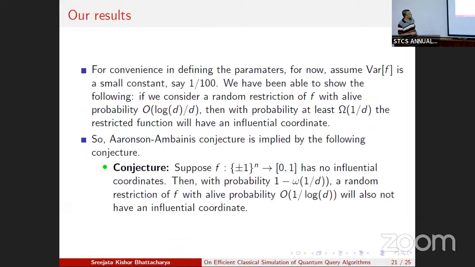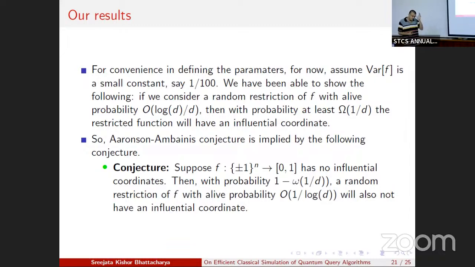I want to mention some of our results. So we showed the following last year. For convenience, assume that the variance of f is some small constant, say 1 by 100. Suppose you take any bounded function f. Now consider a random restriction of f, where the alive probability is order log d by d. Then with probability at least omega of 1 by d, the random restriction will have an influential coordinate. So therefore, the Aaronson and Ambainis conjecture will follow if you can show that the class of these low influence functions is mostly closed under random restrictions.